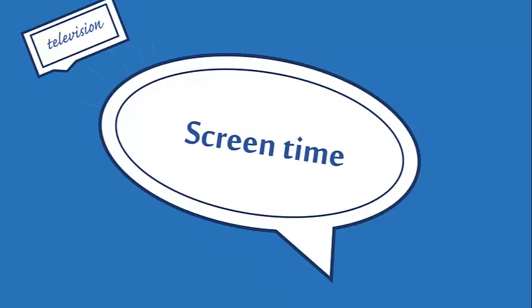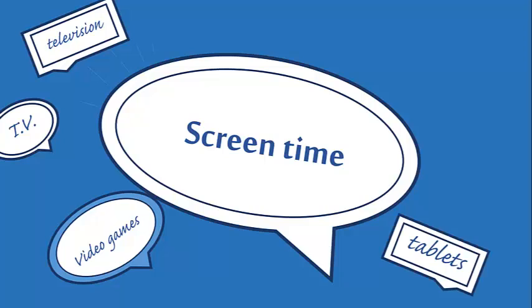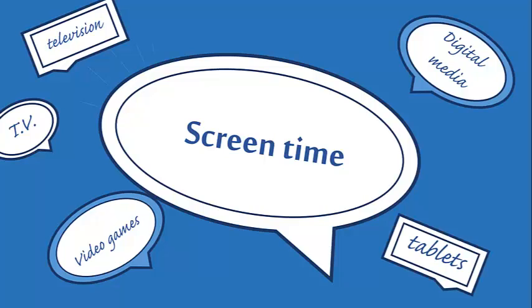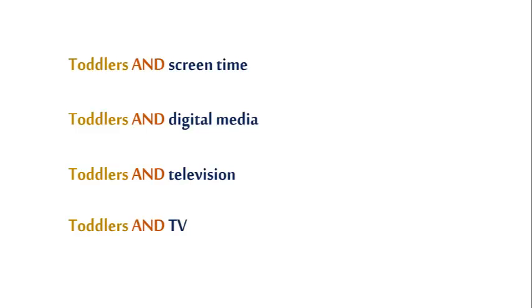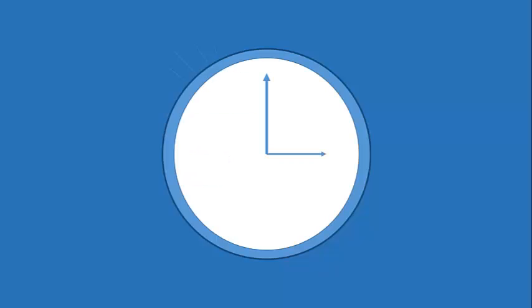Before plugging your search terms into the library's databases, spend a few minutes thinking about how you will search for some of these synonyms. You can take your list of synonyms and perform a search for each in the library's databases, looking for toddlers and screen time, toddlers and digital media, toddlers and television, and toddlers and TV in 4 separate searches. However, this can be time-consuming.